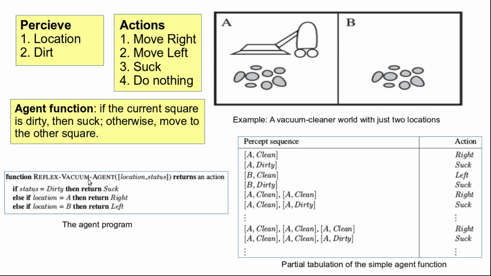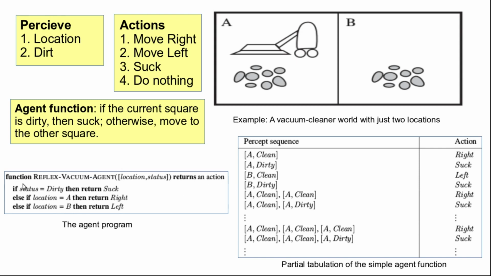So we have a function, this is the name of the function. The function will take as input the current location and the status. Status means whether the room is dirty or not. So the function takes as input the current location, and location is like A or B, and status is like dirty or not dirty, and then this function will return what action needs to be performed. So this is just a pseudocode.